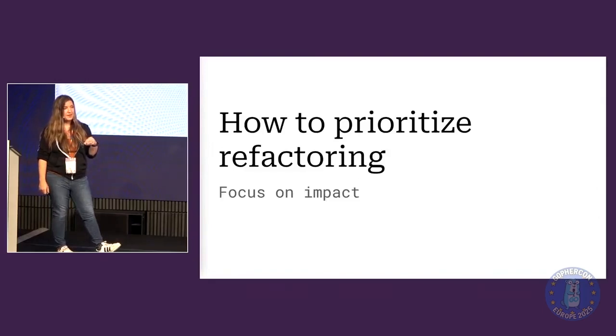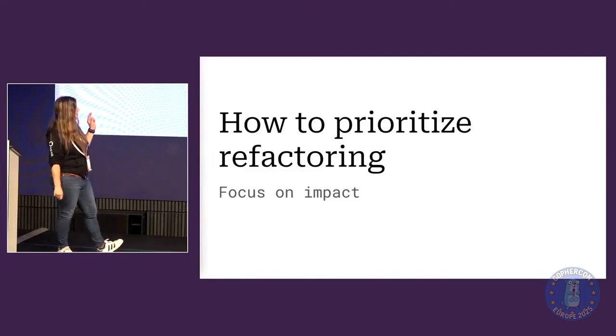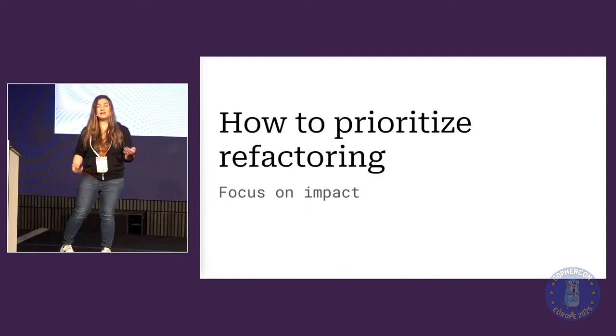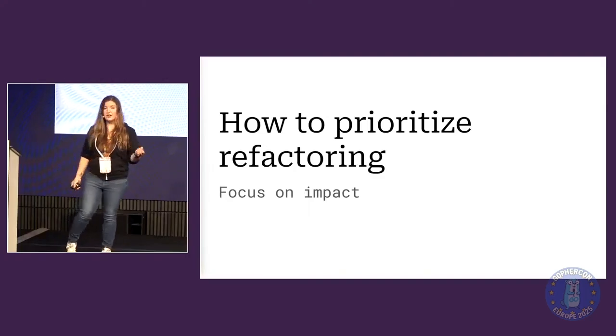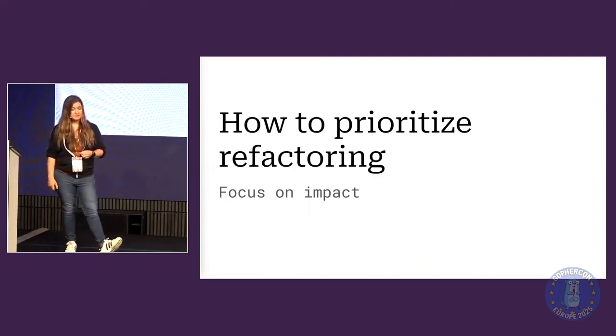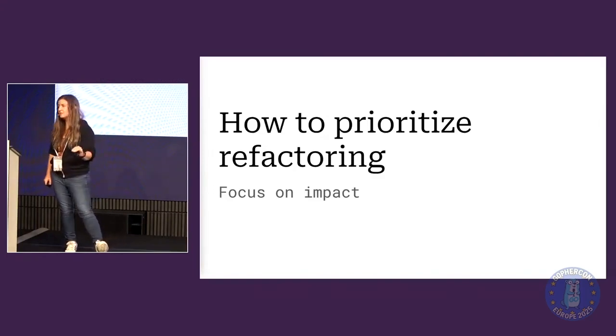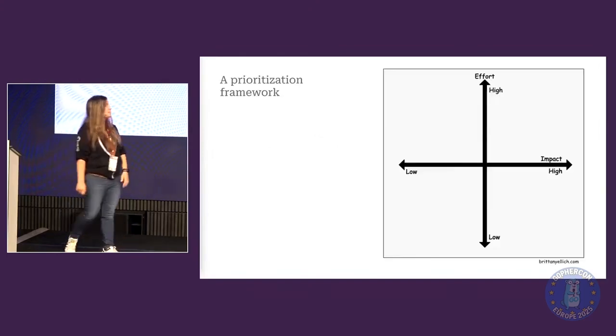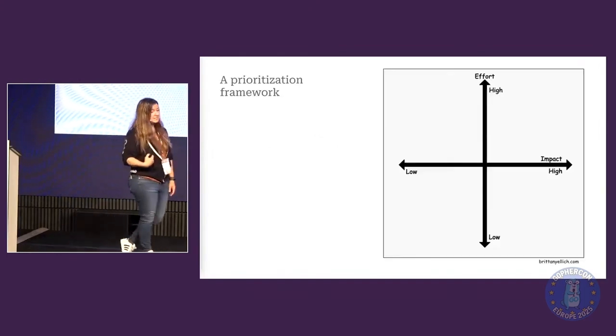All right, now let's talk about how to prioritize these things. I argue the most important thing, if you work for a company that makes money, is to focus on the impact of the changes that you're making. There are a million things you could do, so how do you focus on what's most important? Here's the prioritization framework that I use on my team.